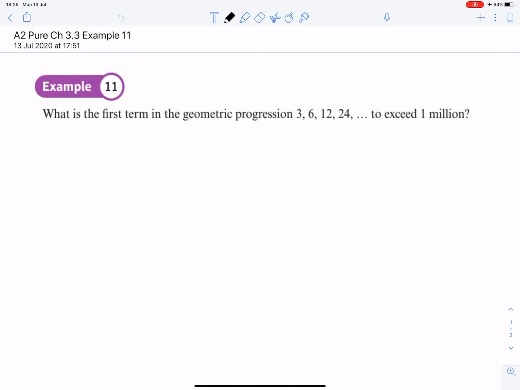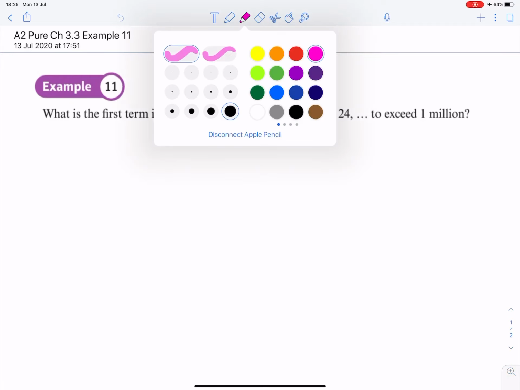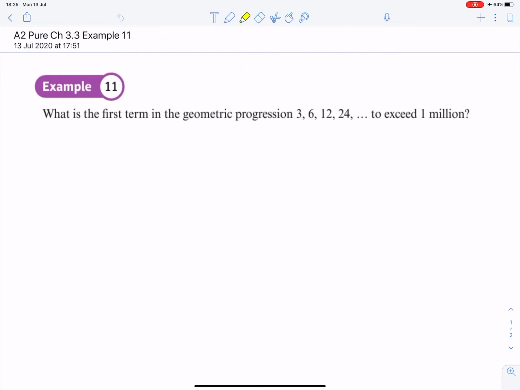So, example 11. What is the first term in the geometric progression 3, 6, 12, 24 to exceed 1 million? Okay, so let's convert that into a piece of algebra. So Un must exceed 1 million, or 10 to the power 6.